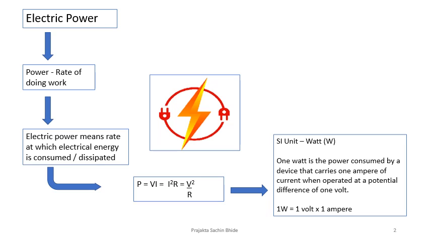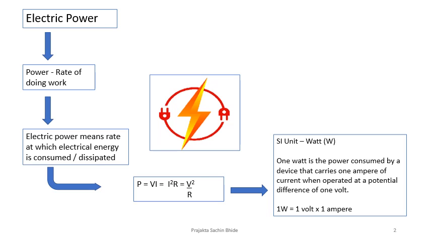Now, how to define the SI unit of power? It is watt, after the scientist James Watt, W. I say 1 watt is the power consumed by a device that carries 1 ampere of current when operated at a potential difference of 1 volt. So 1 watt is equal to 1 volt into 1 ampere.